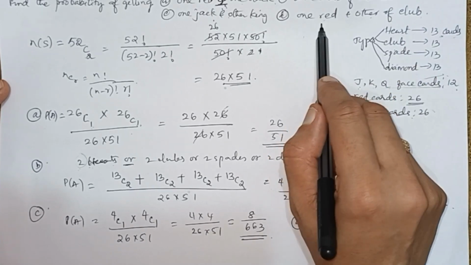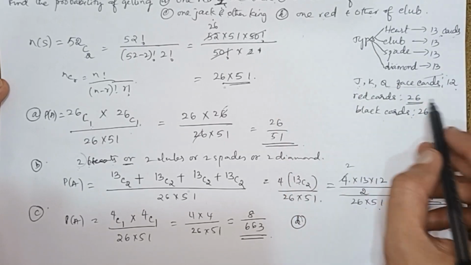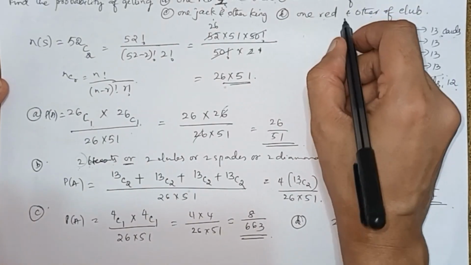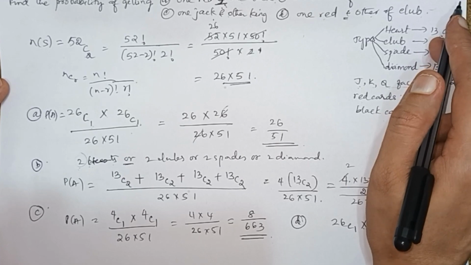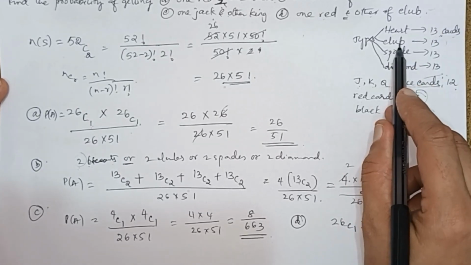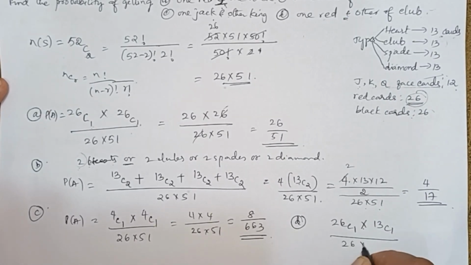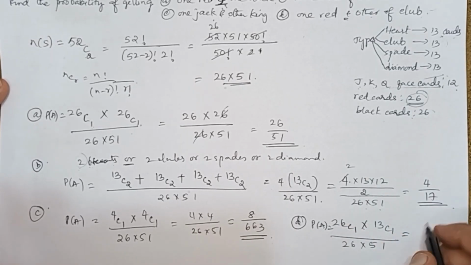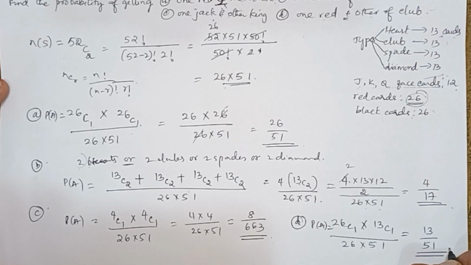Then the last one, D, one red and the other a club. So one red card and the other card must be of type club. How many red cards? 26. So 26C1 into the other, which must be of type club. There are 13 cards of type club, so 13C1, divided by 26 into 51. This is the probability. If you simplify this, you will get the answer as 13 by 51. So this is how we calculate the probability using the classical theory of probability.